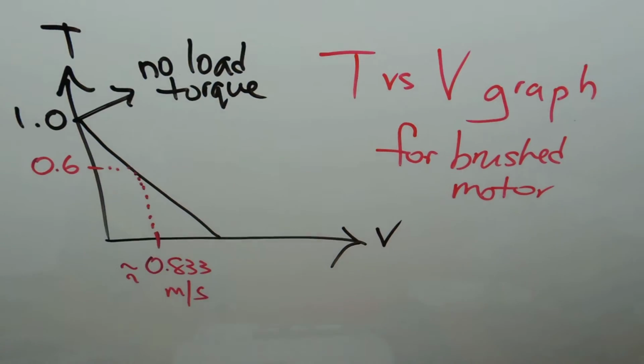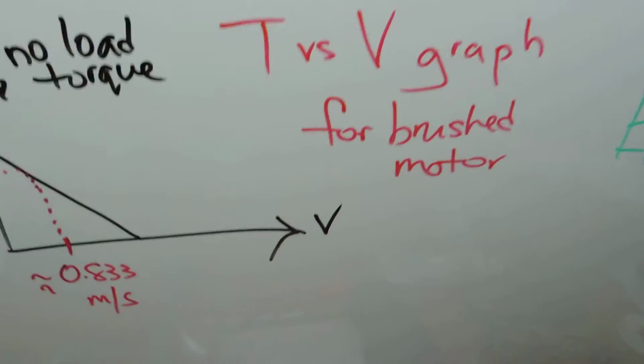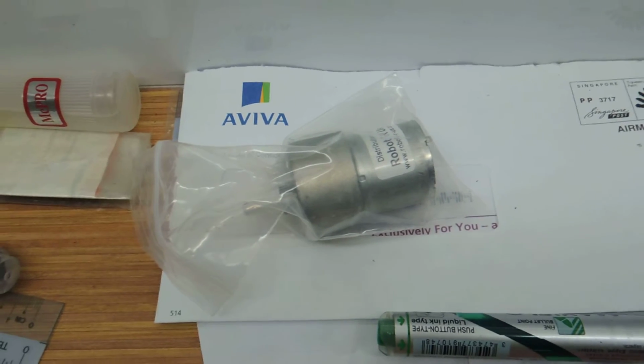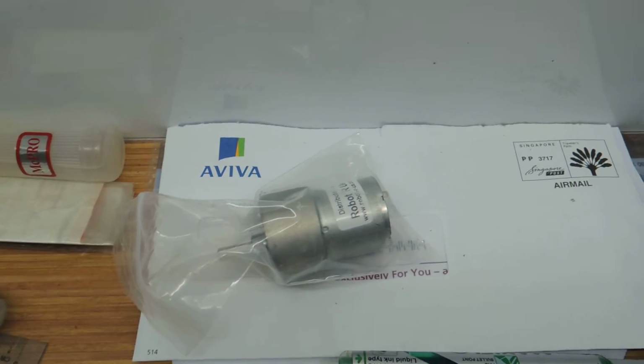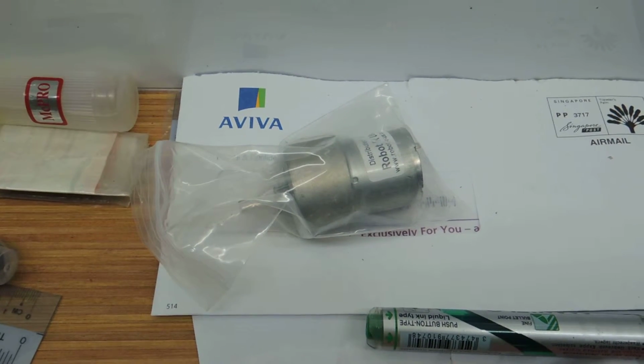Okay, now comes the correct way of choosing the motor. This is the motor that we have chosen. It's a 12 volt DC motor with a no load torque of around 1.0 Newton meter.